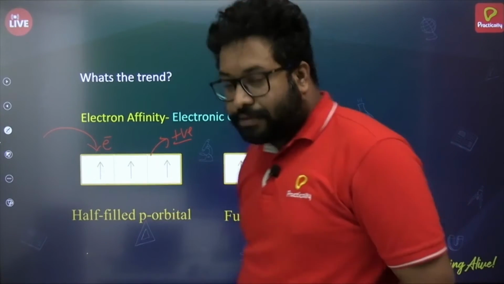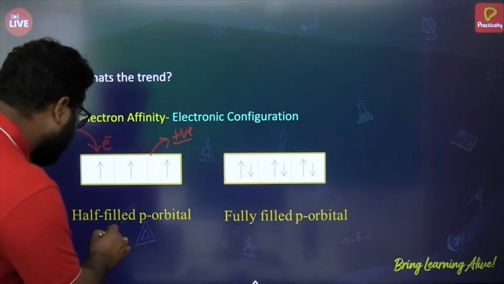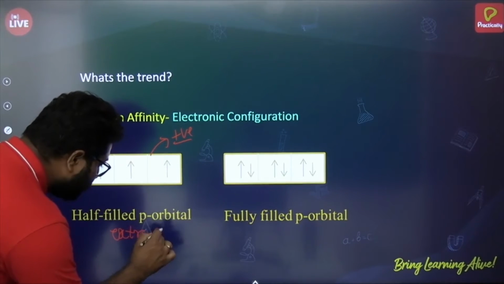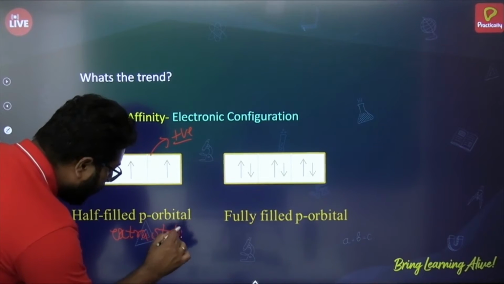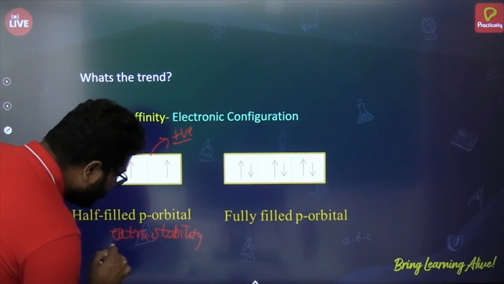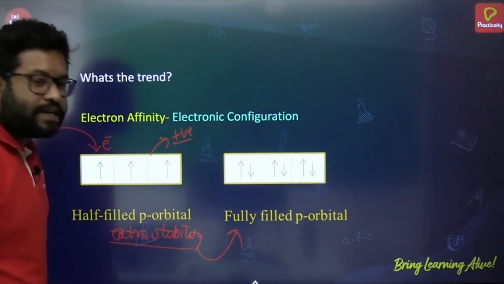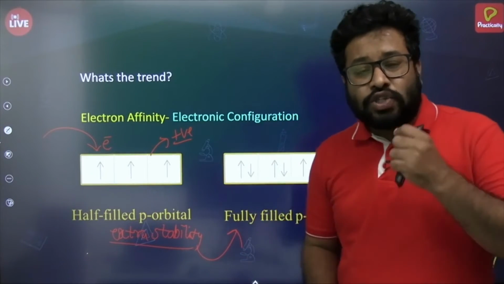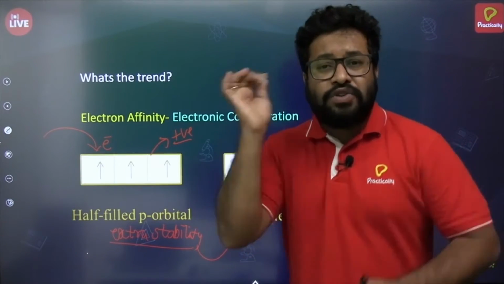Half filled is what? Half filled has extra stability. As we all know, half filled orbital and fully filled orbital, both of them have extra stability. So they are already stable, but you are forcing it.